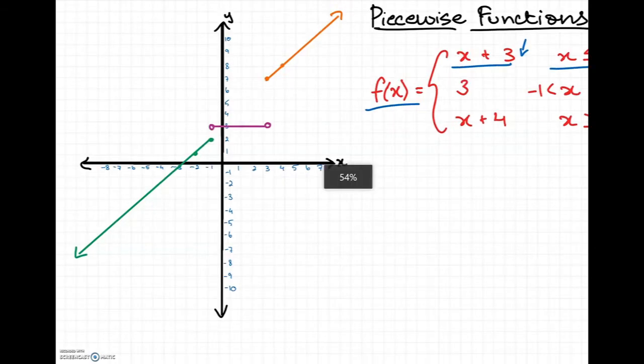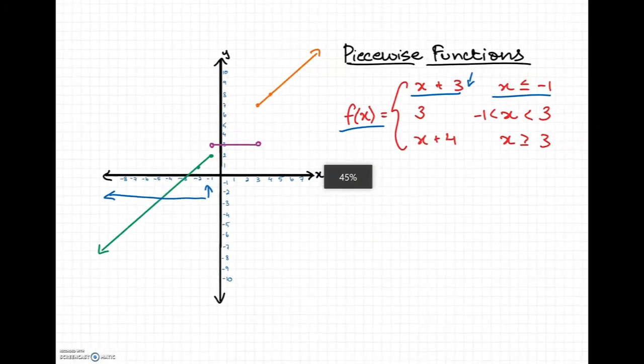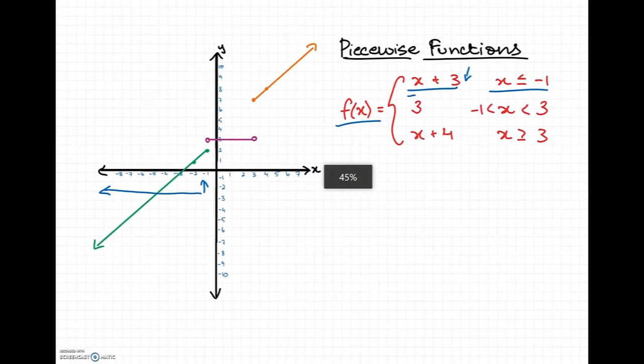So if you look over here, let's zoom in a bit on the graph. We have our point -1 on the x-axis right here. So anything from the left of that, because it's less than or equal to, will be the x plus 3 part of the function. So they will all be defined by x plus 3.